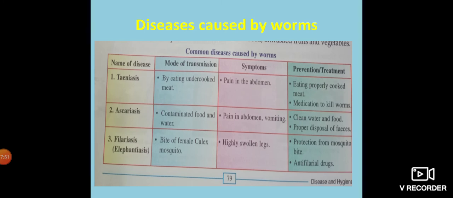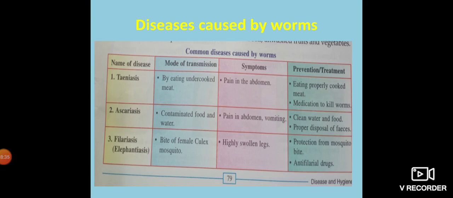So these three are some diseases caused by worms: filaria, Ascaris and tapeworm. Filaria causes filariasis or elephantiasis, which is transmitted through the bite of the female Culex mosquito, and the symptom is highly swollen legs. Preventive measures: we can prevent this disease by elimination of mosquitoes, and antifilarial drugs are given to the patient who suffers from filariasis or elephantiasis.